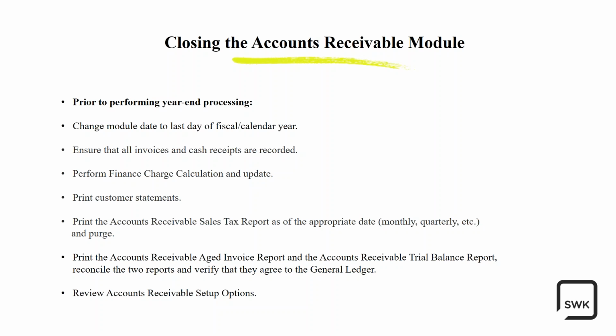The aged invoice report is based on the invoice date, and the trial balance report is based on your posting date. Those two should always agree, but don't necessarily always agree. Sometimes you may post something to the next month in error, with a posting date of January with a December invoice date, and when you run your reports, you will have a discrepancy. You also want to review your accounts receivable setup options.